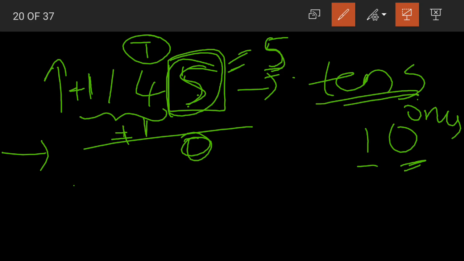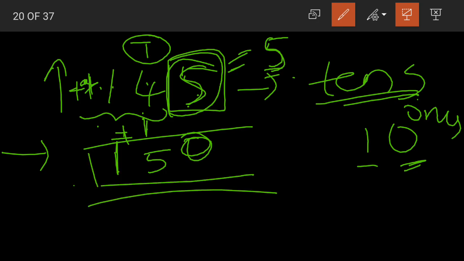So we are adding 1 to the digit in tens place. 4 plus 1, 5. And before that what do we have? We have 1. So writing 1 as it is. 150 becomes our estimated number. Clear children?